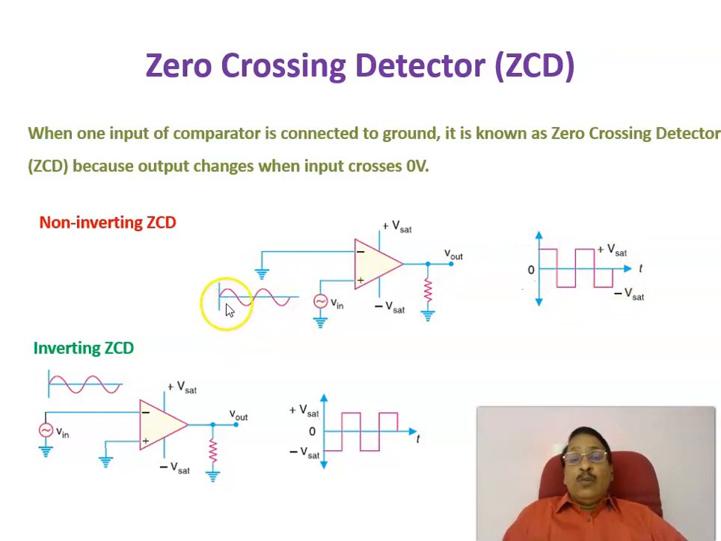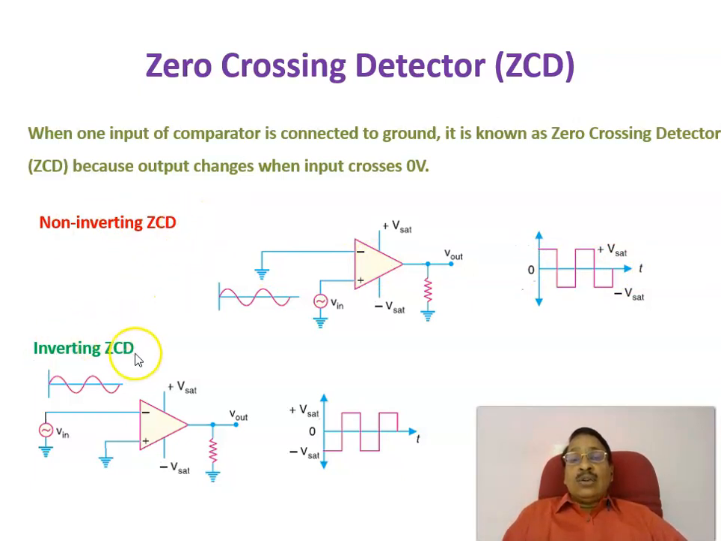Or this waveform, this is an input waveform that is applied to the non-inverting terminal, that is converted to a square waveform, and in which the transition is taking place at the zero crossing point. That is why it is called a zero crossing detector. You are converting a sinusoidal signal into a square waveform. That is done by the zero crossing detector. This is a non-inverting zero crossing detector.